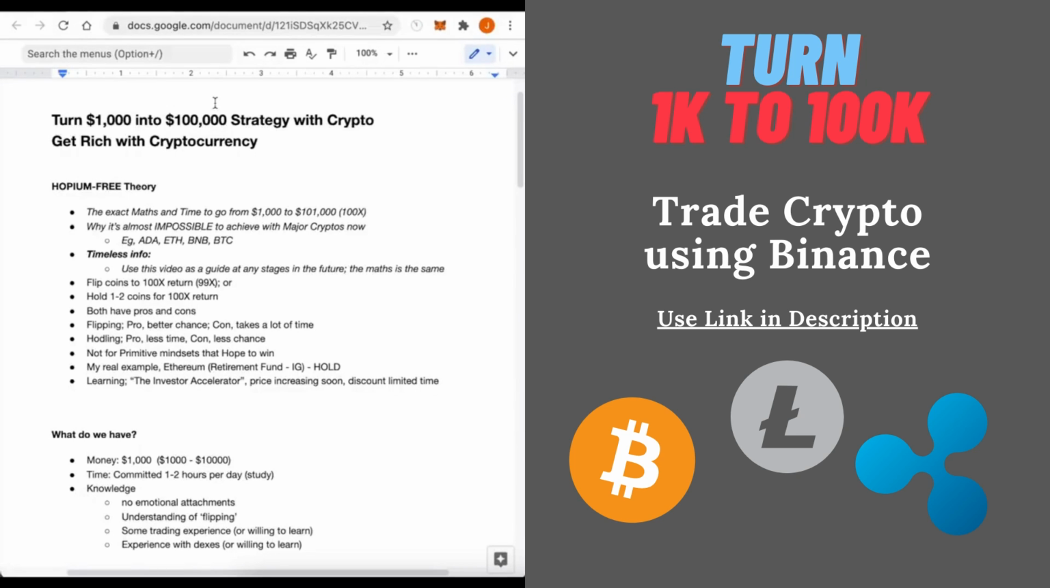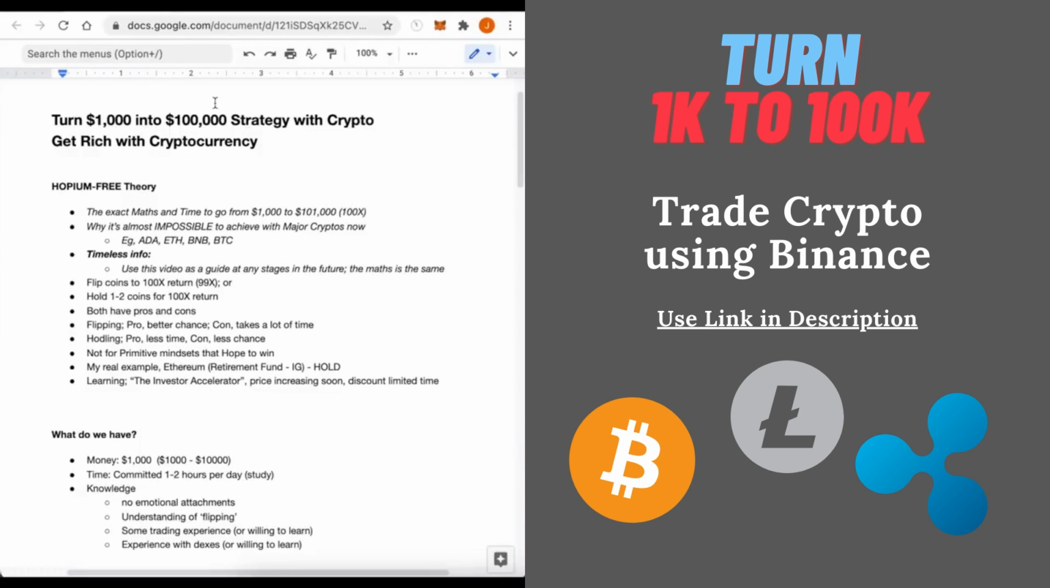So what we're going to do is look at the exact maths and time to go from $1,000 to $101,000. Essentially, we want to get the 100x. If you go from 1,000 to 100, it's a 99x. So 101. Anyway, I'm not going to keep going over those. We're going to use round numbers, 100x here, 10x there, okay? We'll also look at why it's almost impossible to achieve this with the major cryptos at the moment. That's your Cardanos, your Ethereums, Binance, Bitcoin, all those sort of things. This is almost impossible to do in this cycle.